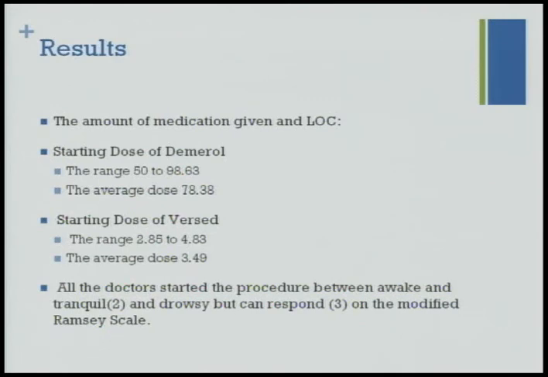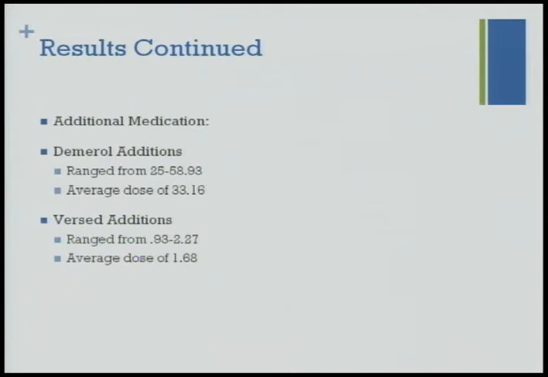It is also found that the doctors were starting the procedure at around the same level of consciousness, in between a 2 and a 3 on the modified Ramsey scale. So, the patient is tranquil but drowsy on average at the start of the procedure. For the additional medication, it was found that Demerol additions range from 25 to 58.93, with an average dose of 33.16. Versed additions range from 0.97 to 2.27, with an average dose of 1.68.